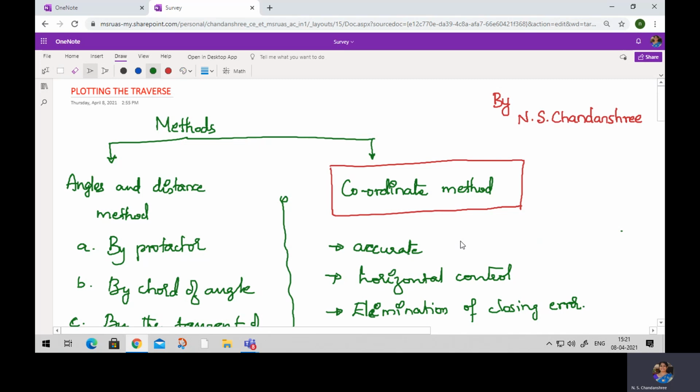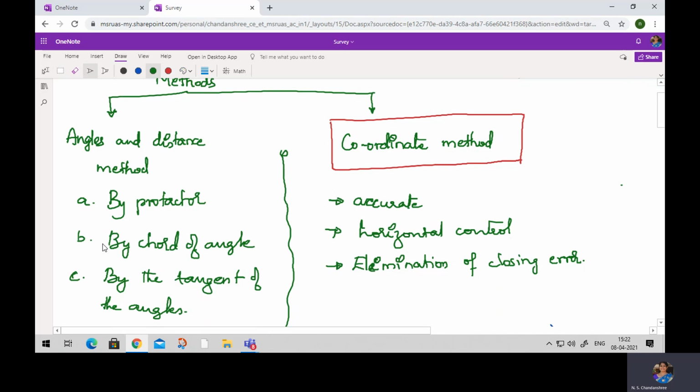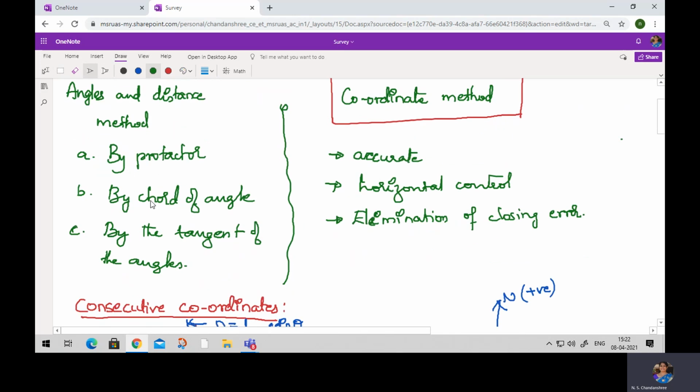To start with, when we conduct the survey, this can be plotted in a number of ways. Generally there are two methods which can be used for plotting the survey. One is using angles and the distance method. Angles are the bearings of a line that are measured in the traverse survey, and the distance is measured with the help of either chain or tape. In this angle and distance method, we could follow certain procedures and tools to plot the traverse.